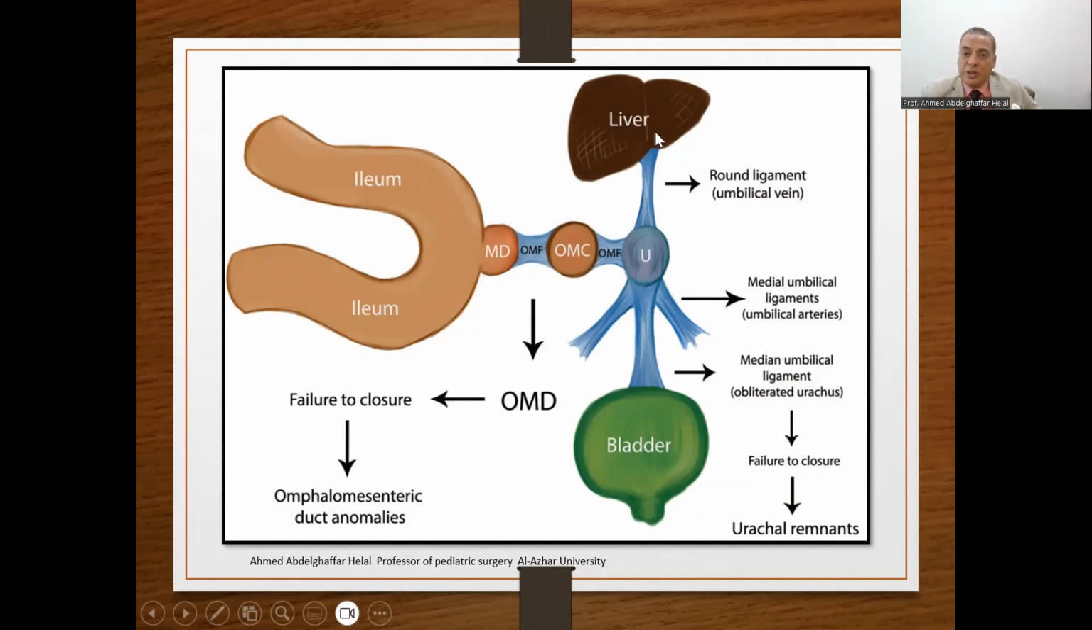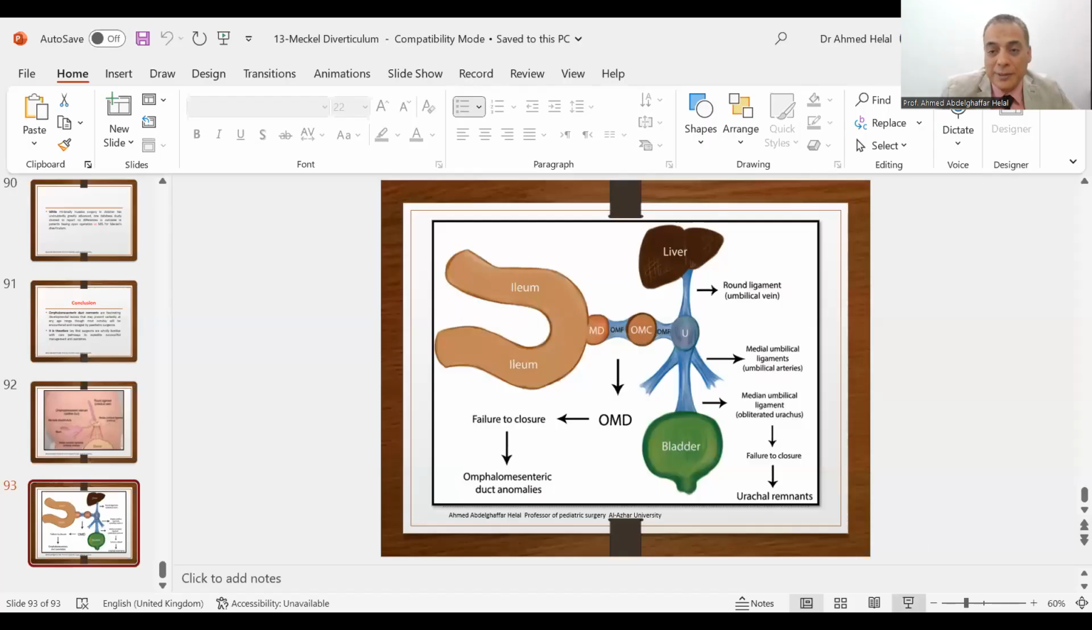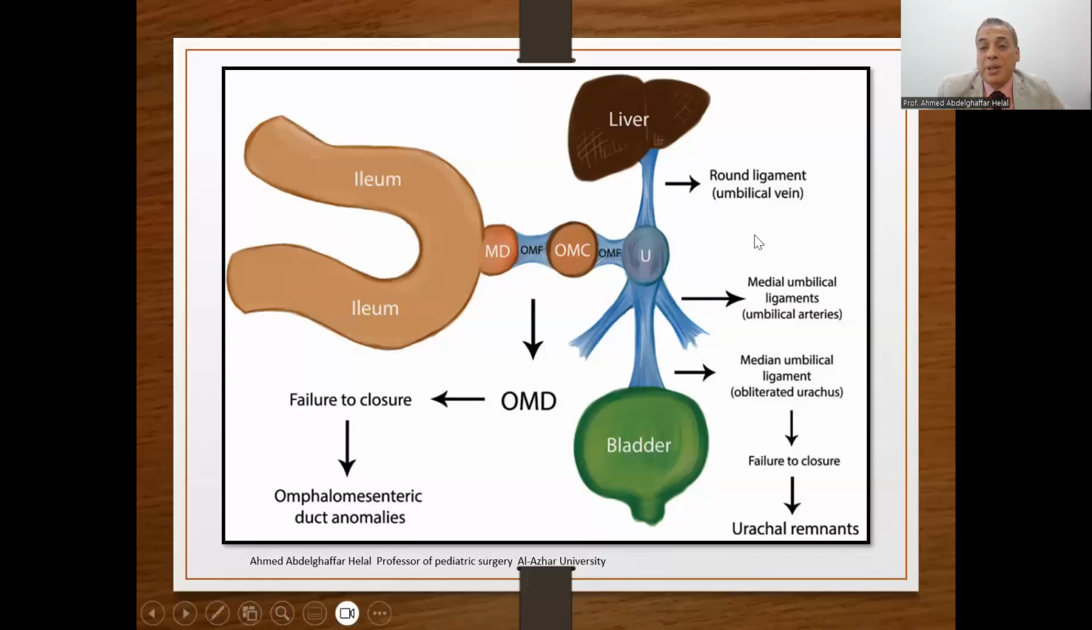This is the round ligament attached to the obliterated umbilical vein, and the medial umbilical ligament, the umbilical arteries, and the median umbilical ligament, the obliterated urachus. Failure of obliteration may lead to urachal anomalies. It's very important that the round ligament represents the umbilical vein. The medial umbilical ligament represents the umbilical arteries.